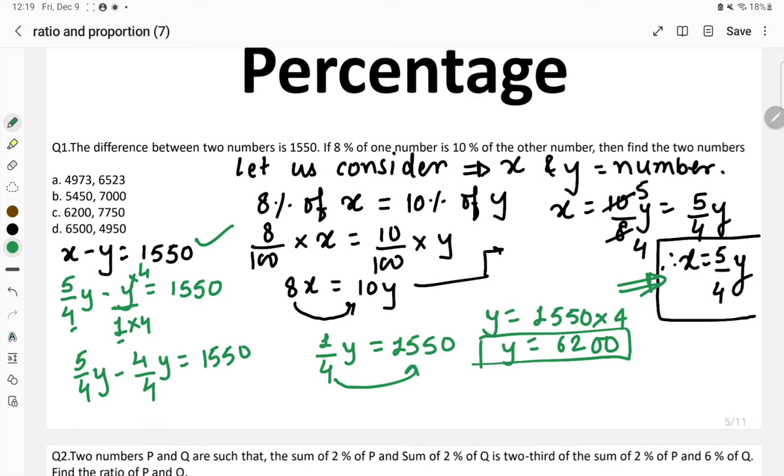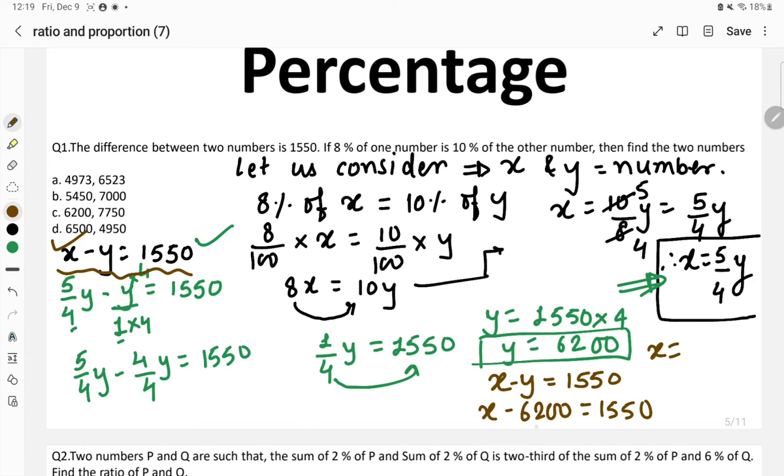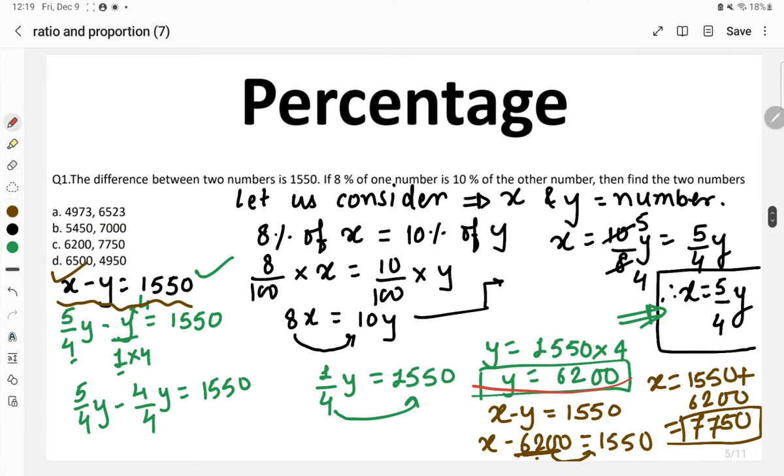Now we have to calculate the value of x. We got the value of y, now calculate the value of x. You can simply put it in this equation, x minus y is given to us as 1550. So what is the value of y that we have derived here? That is 6200. Simply, the value of x will be, here this value is in minus, when we take it this side it will go into plus. So it will be 1550 plus 6200. What will be the answer? 7750. So we got these two values, the value of x and the value of y. This is the value of y, this is the value of x. This is how we calculate this question.